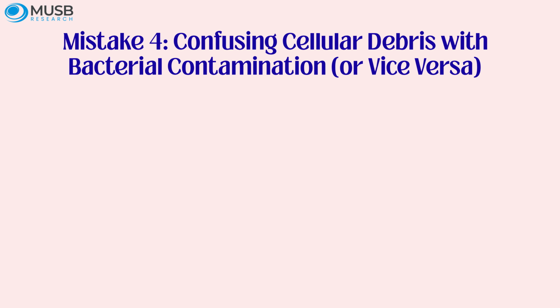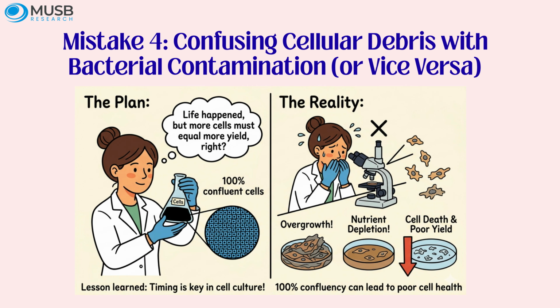Mistake 4. Confusing cellular debris with bacterial contamination, or vice versa. You look at your cells and see small, dark particles floating around. Your heart rate spikes. Contamination. You throw out the flask, disinfect the hood, and file an incident report. Except those were just dead cell fragments, apoptotic bodies shed during normal culture turnover.